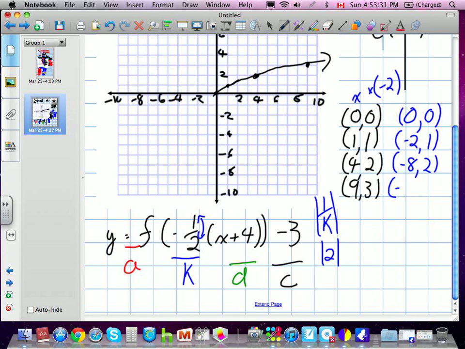And 9 times negative 2? Yeah, negative 18 and 3. So our new coordinates after the k, so this is only the first one. I have 0 and 0. I have negative 2 and 1. I have negative 8 and 2. And the other one's not even on the chart. So what I have is something going like this. Now we're going to zoom up just a little.